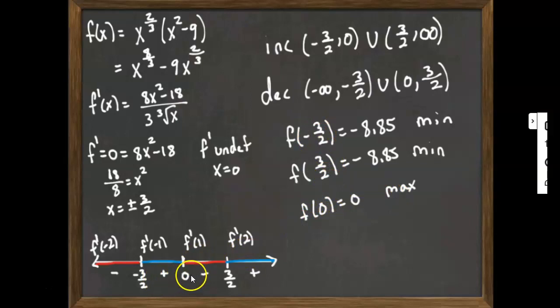And again, what's important is the original function has to be defined at the point for it to be a relative max or min. It's okay if the derivative is undefined as long as the original function is. So we have our increasing, decreasing behavior, and again our relative maxes and mins.